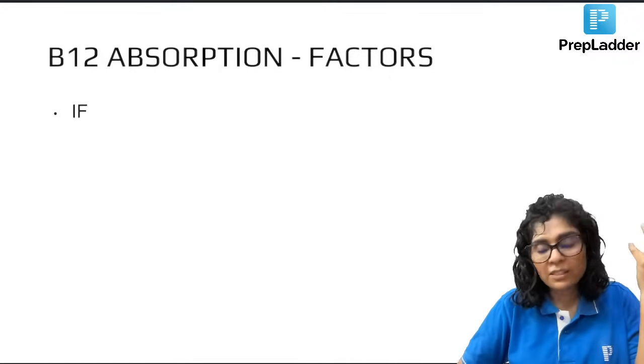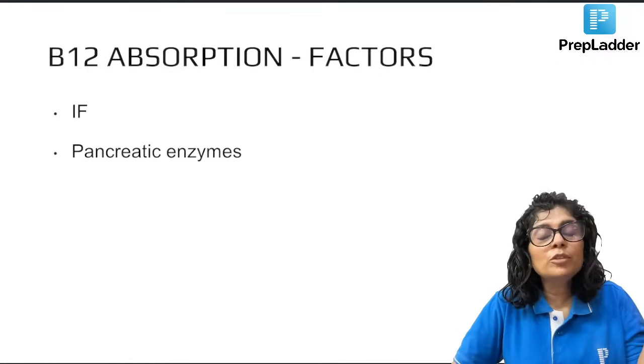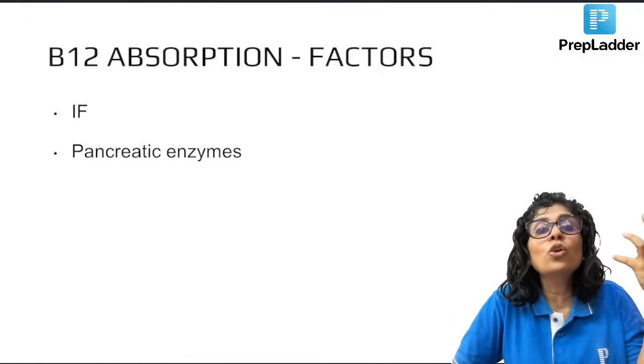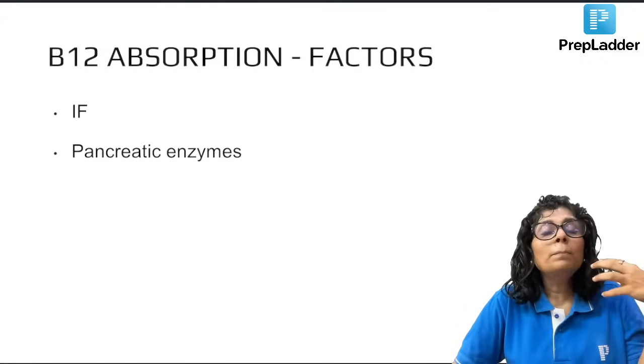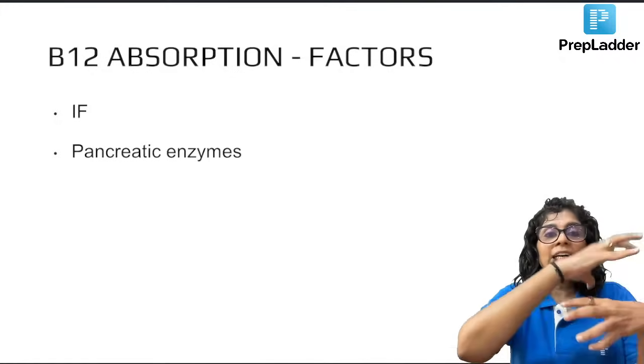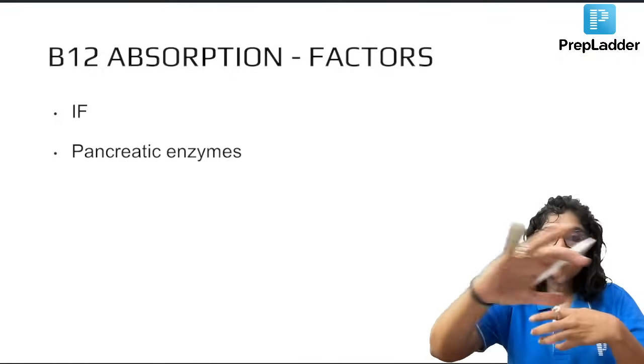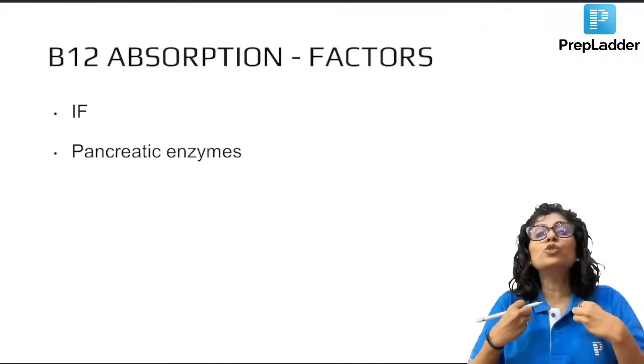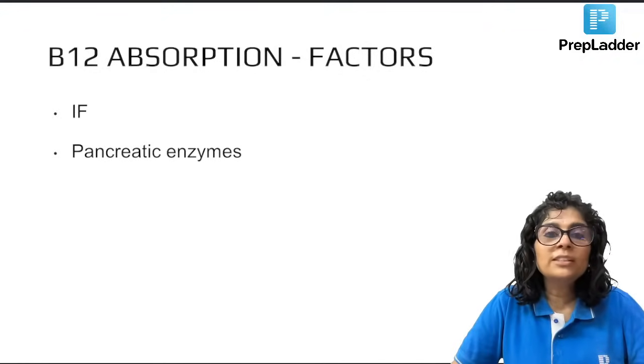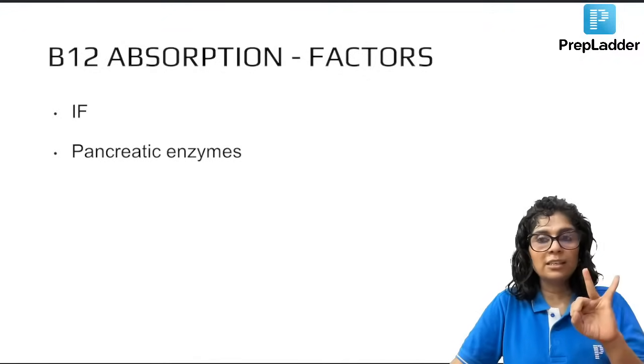pancreatic enzymes. Why pancreatic enzymes? Because all B12 sources are non-vegetarian, so all B12 forms will be attached to proteins. Only when you have a pancreatic enzyme which digests the protein, B12 can be absorbed. So B12 absorption is dependent on pancreatic enzymes.